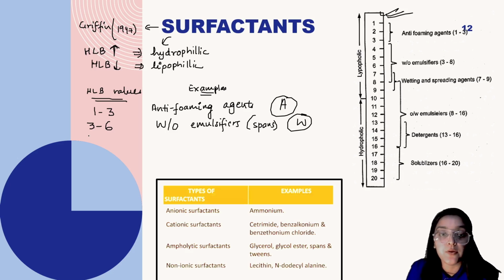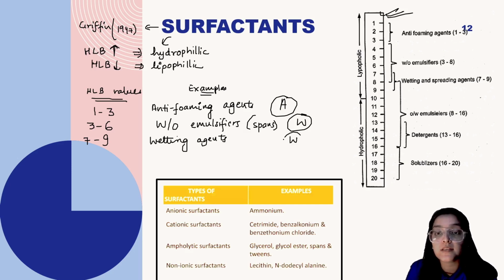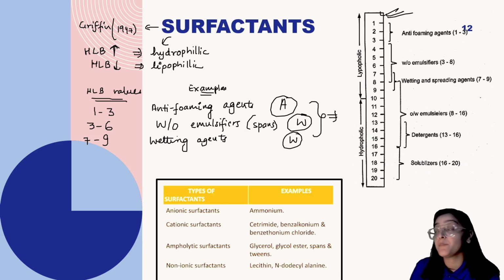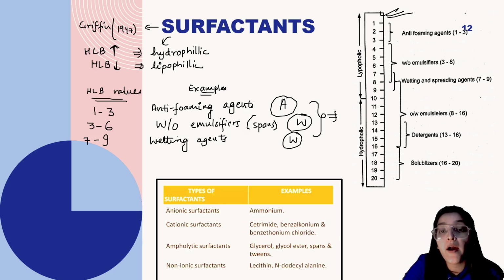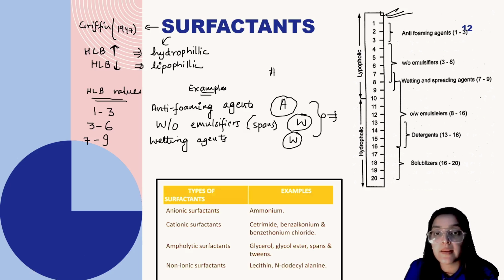So A, W, 3 to 6, then it is 7 to 9. In 7 to 9, these are categorized as the wetting agents. This comes with the sound of "aw" that we generally write in our basic social language, so yes, we can call it "aw". A is the anti-foaming agents, the first W is the water in oil emulsifiers, and the other W is the wetting agents.